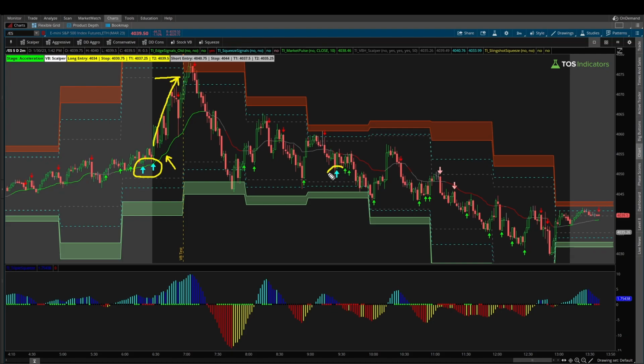Now let's take a look at the next cyan arrow that presented itself. Here with this cyan arrow, we see cyan arrow, but a red market pulse. No trade, as we don't really have any sort of trend clarity. If this had instead been a bearish arrow, that would have been a bearish squeeze trade where we'd be looking to play moves inside of that target line. But we didn't see that here.